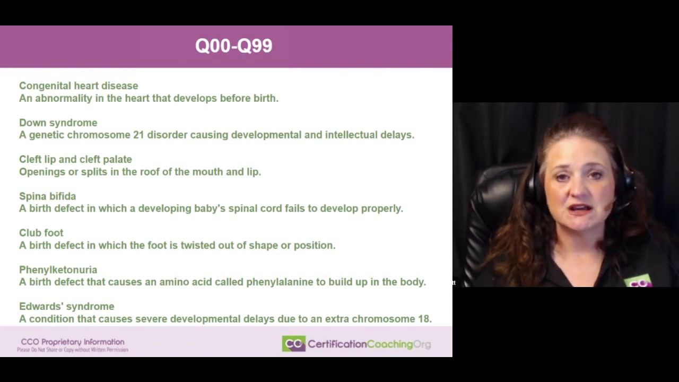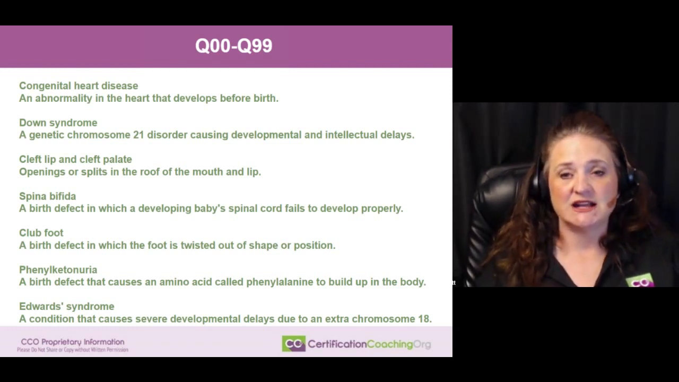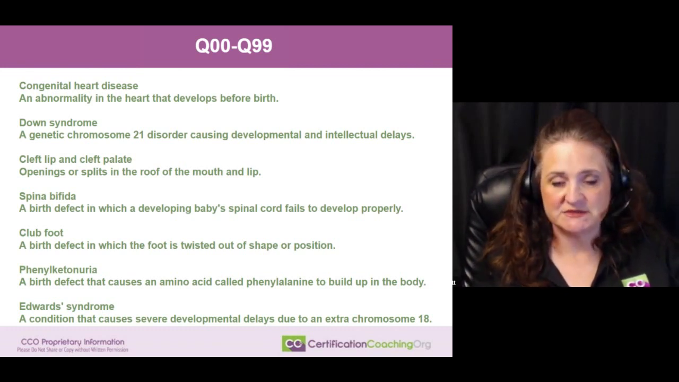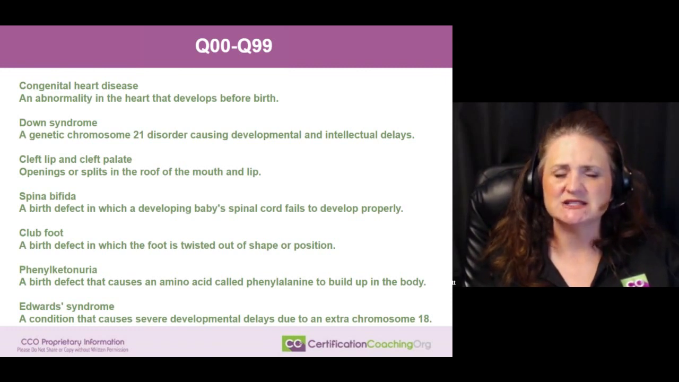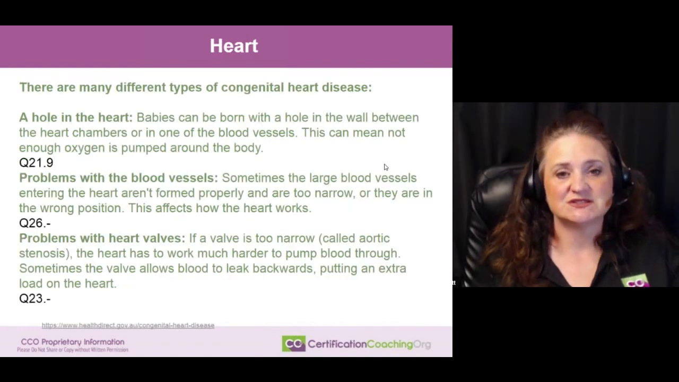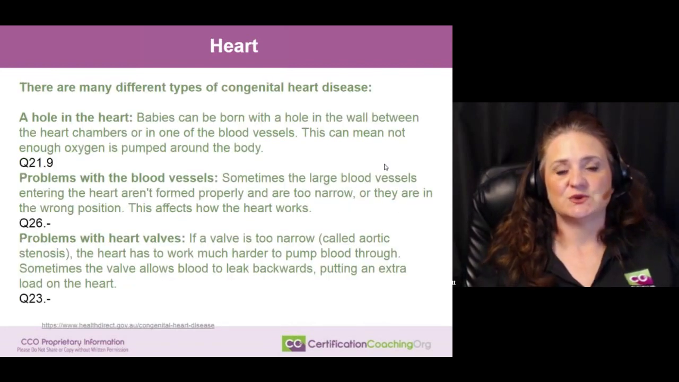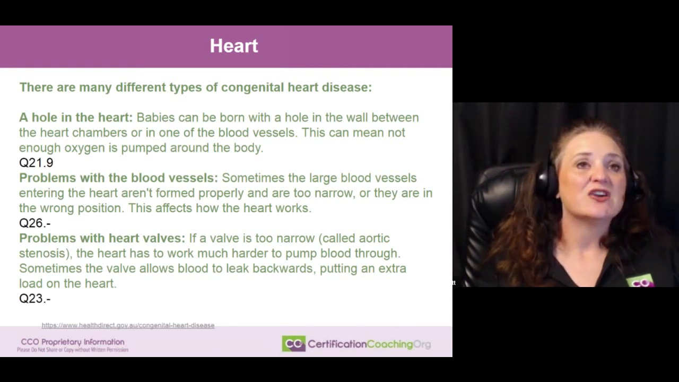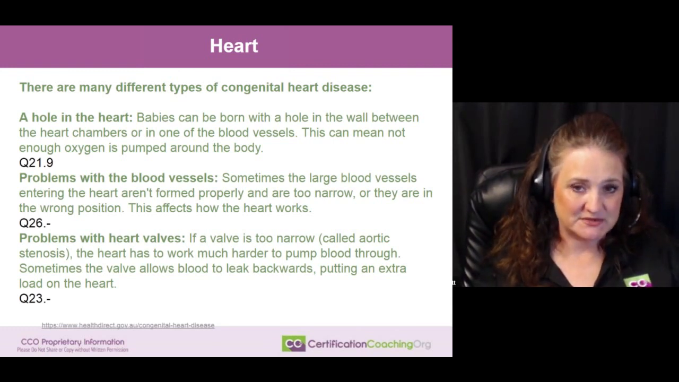So I picked a couple that I see in charts a lot, and I think that you'll probably see them divided up. If you're getting ready to test, you might see them in those categories. So let's kind of look at those. The first one is heart congenital anomalies. Now, there are several different types.